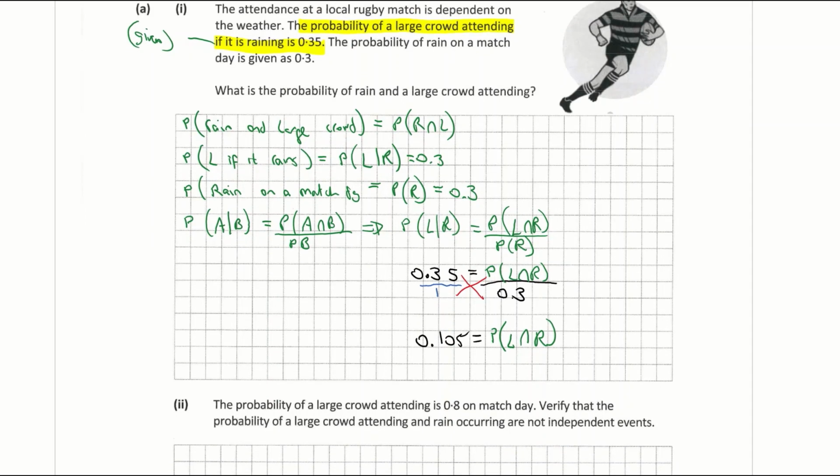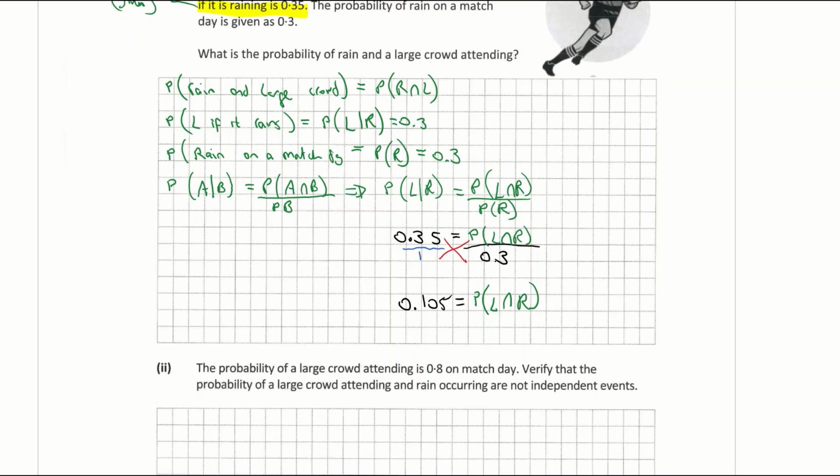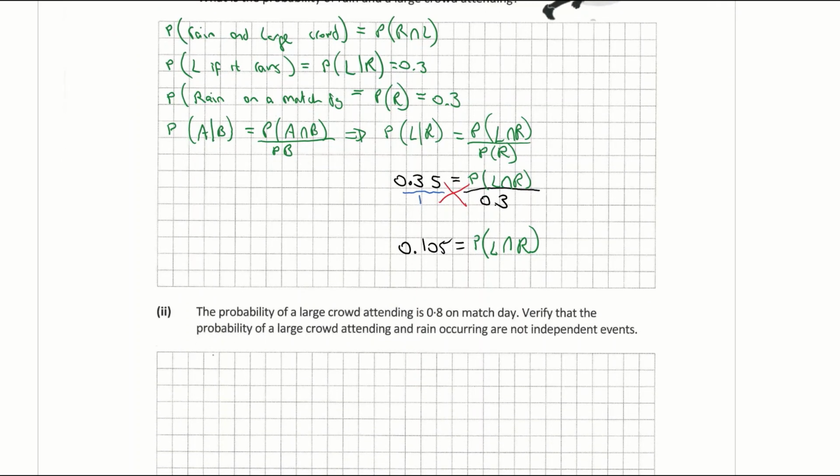Looking at part 2 now, it's asking us to find the probability of a large crowd attending is 0.8 on a match day. Verify that the probability of a large crowd attending and rain occurring are not independent. So our rule for independent is given by the probability of A multiplied by the probability of B is equal to the probability of A and B intersecting. So in our question, we're basically looking for the probability of a large crowd multiplied by the probability of rain equaling the probability of large and rain happening together.